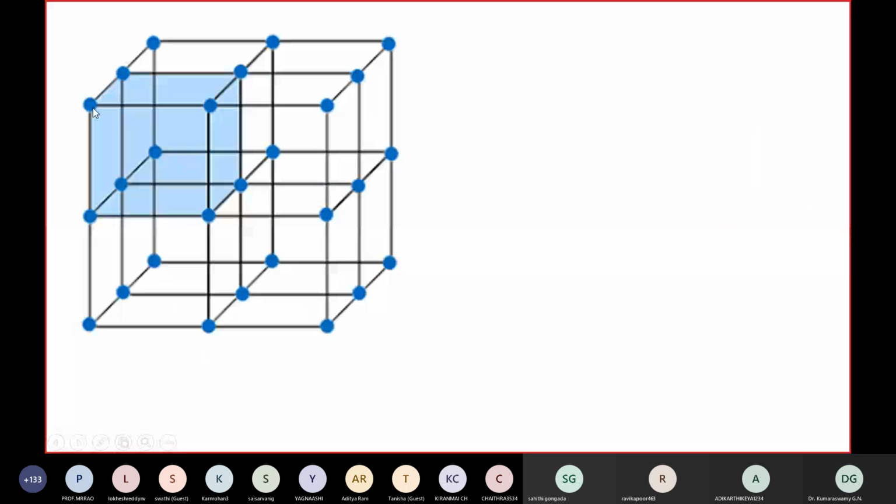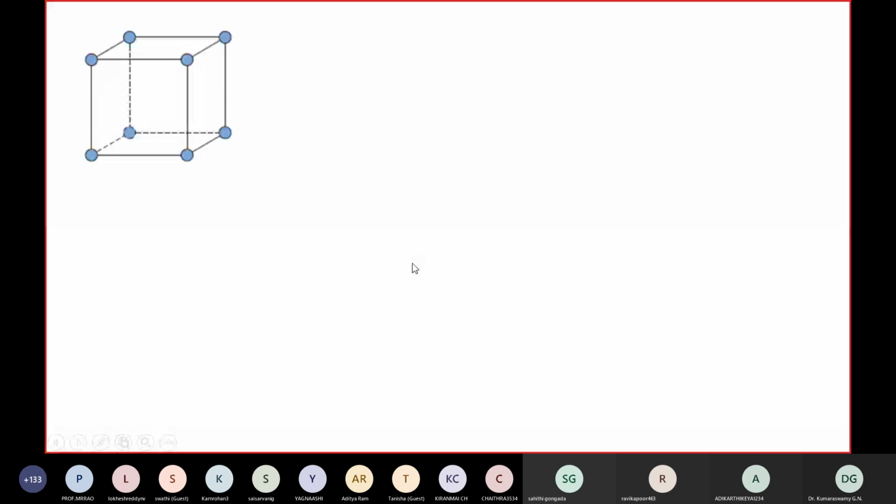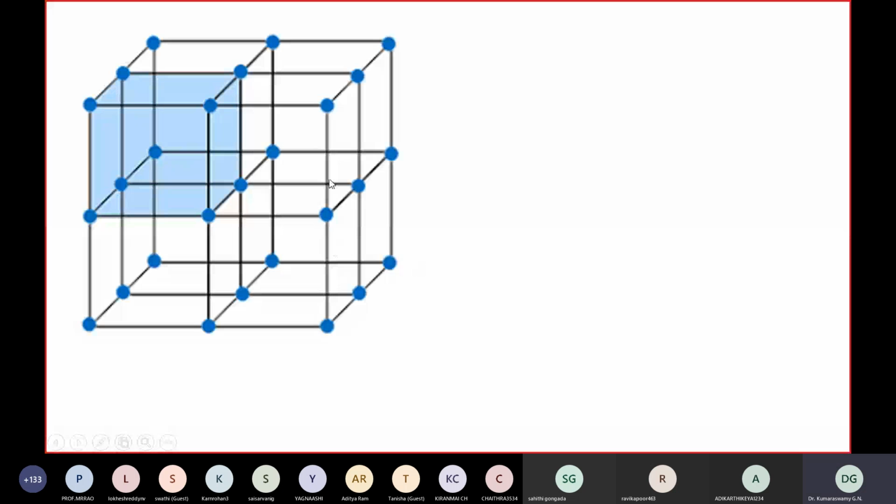Okay. This is one unit cell, right? Unit cell number 1, 2, 3. Here we have how many unit cells? Just count and let me know quickly. How many? 8, sir. 8. Very good.